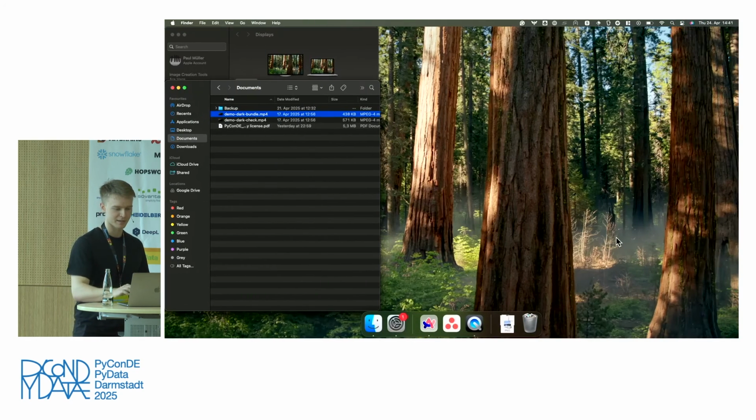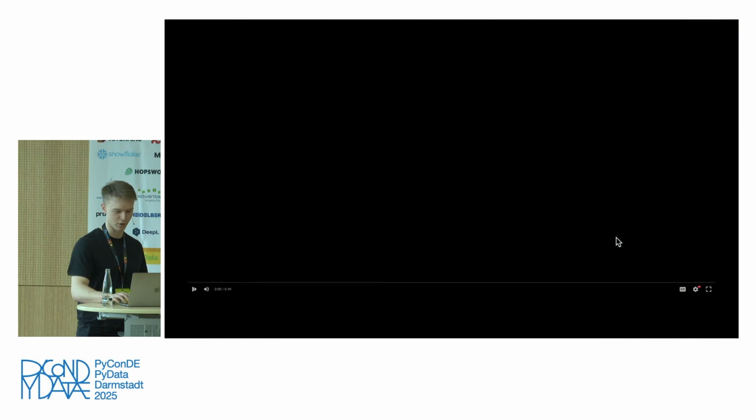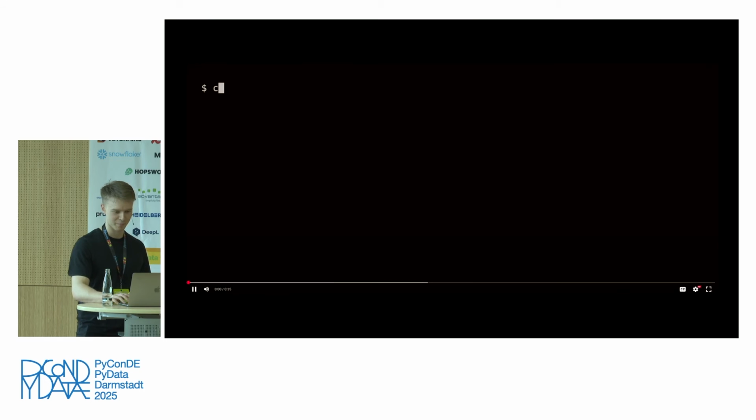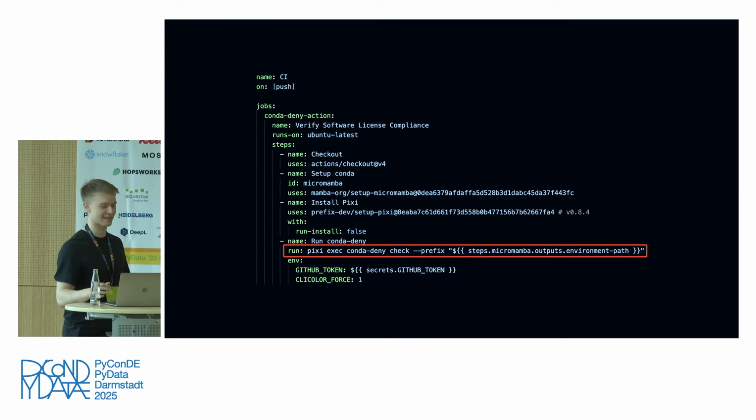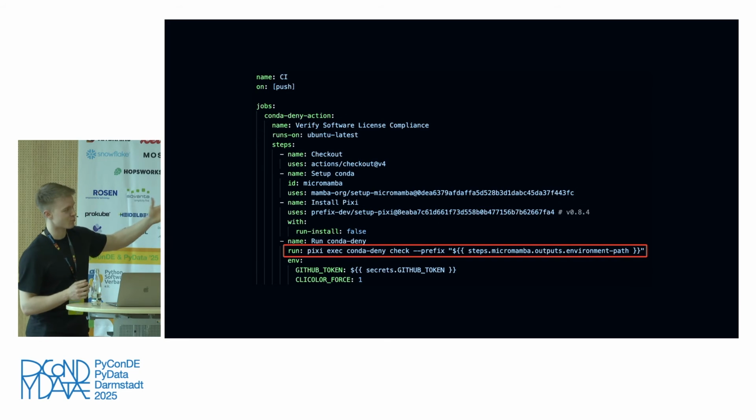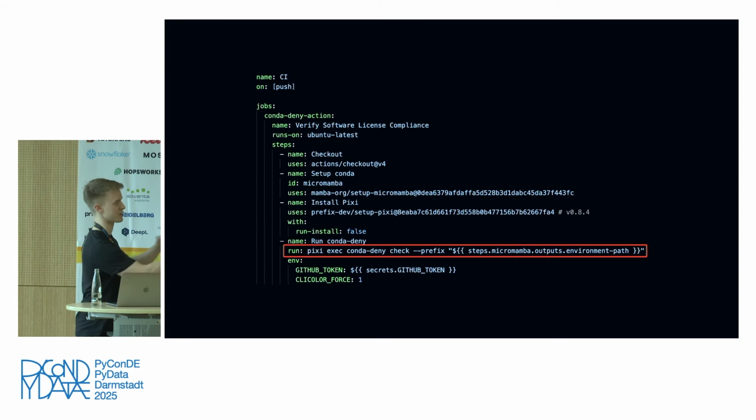Okay, that was the brief overview of our conda-deny command checks. I'm about to finish. No bad answers from that side. So this is one last thing, how you might integrate this into your continuous integration. In this example, the GitHub action. Also, this is using PyXE.